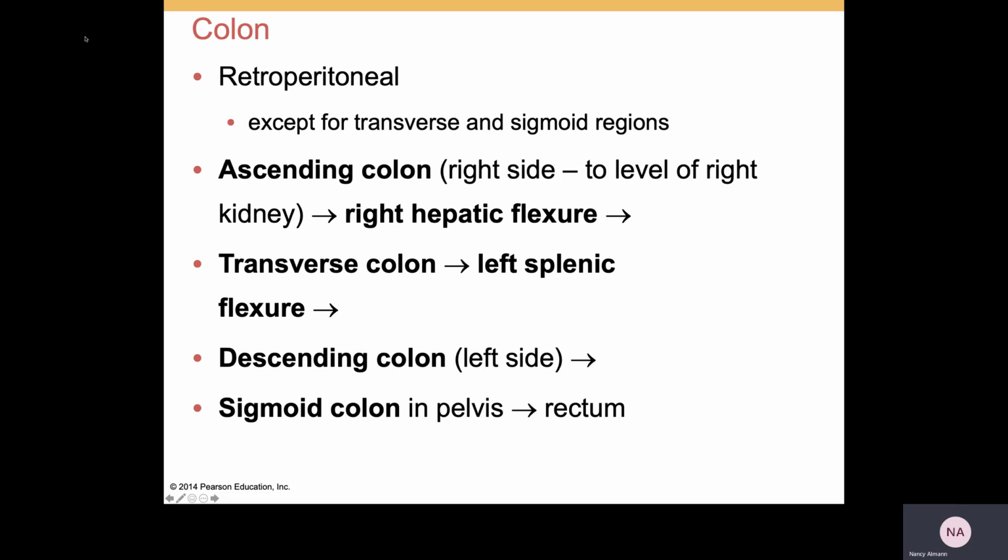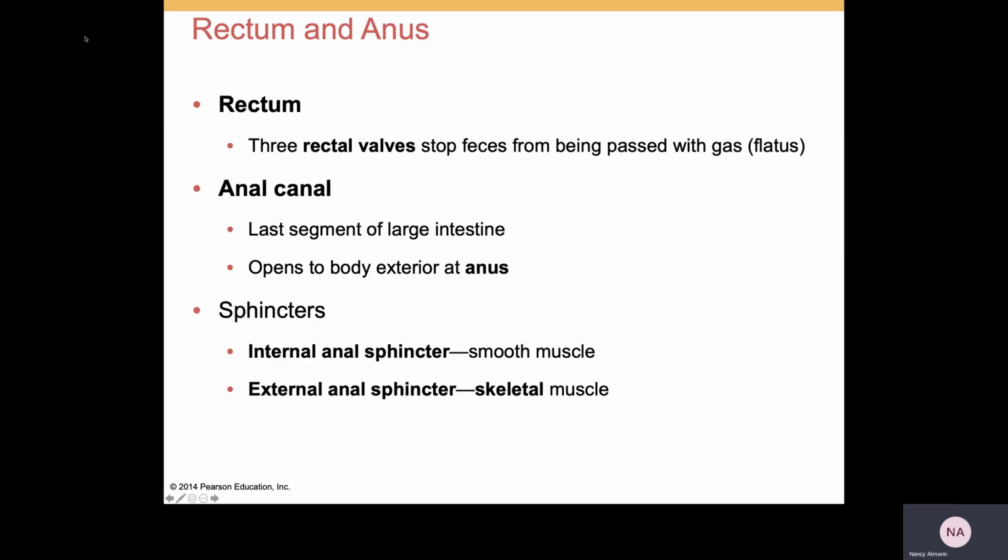Again, ascending colon leads to the right hepatic flexure, leads to the transverse colon, leads to the splenic flexure on the left, which leads to the descending colon, which leads to the sigmoid colon, which leads to the rectum, and then the anal canal. The rectum actually has 3 rectal valves, 2 of which stop feces being passed with gas. Fancy name for that is flatus.